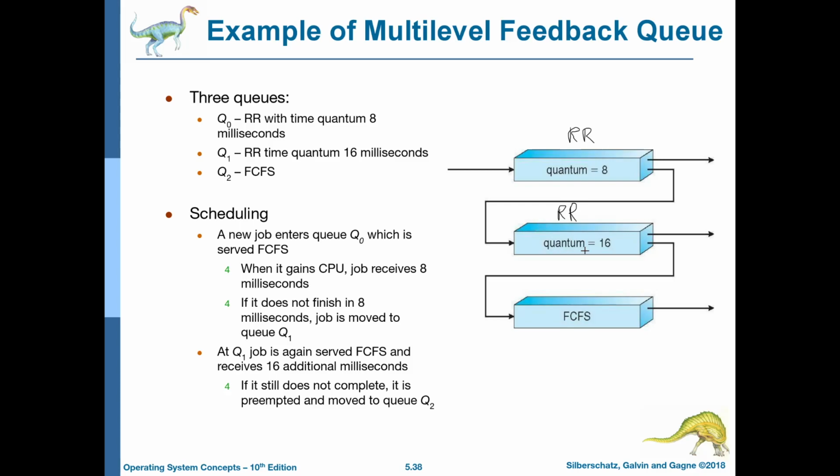Now that's a round robin, and it gets processed for 16 milliseconds. If it still doesn't complete, it actually drops down one more level to the first come first serve queue, which of course will allow that job to run to completion, but it will have to wait for all other jobs to complete.